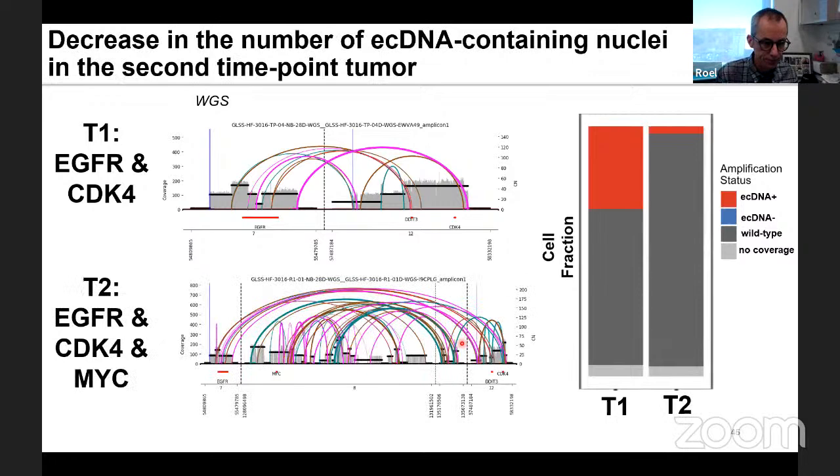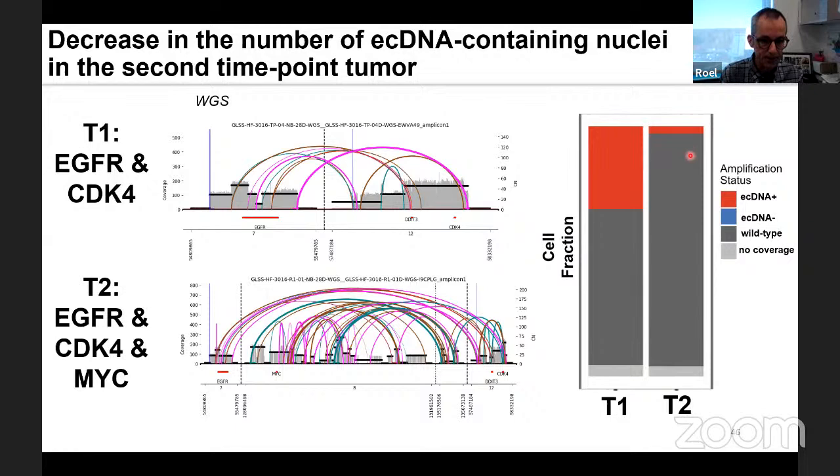When we then looked at the second time point, we see that this fraction has gone down quite substantially. So there's relatively few tumor cells that contain the ecDNA. This is perhaps somewhat expected because we also found that the copy number went down between the two time points. So we see in the whole genome sequencing data, where, of course, you use a hammer to flatten the whole profile across many single cells, lower copy numbers, so perhaps not super surprising that we also find fewer single nuclei, single cells containing the ecDNA.